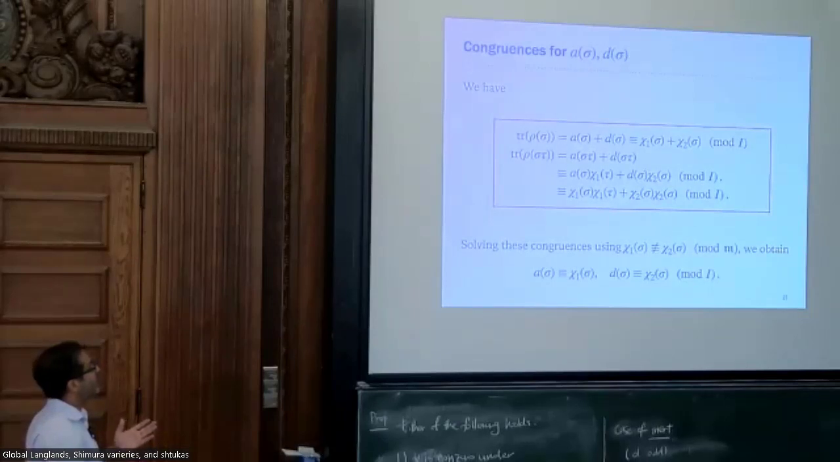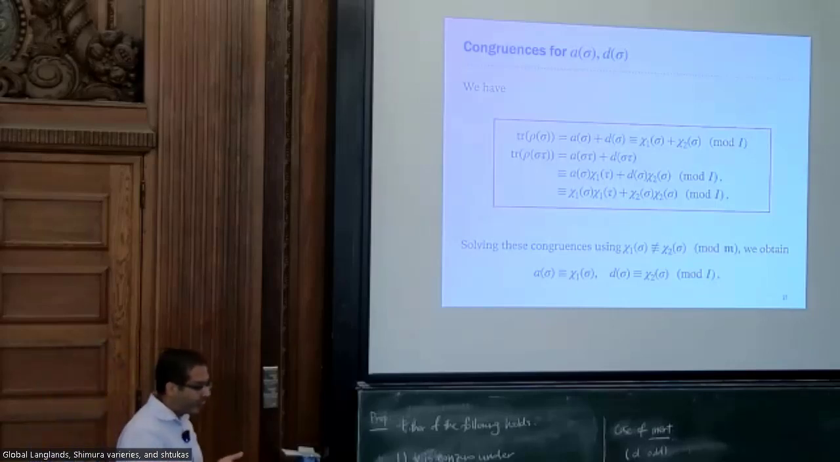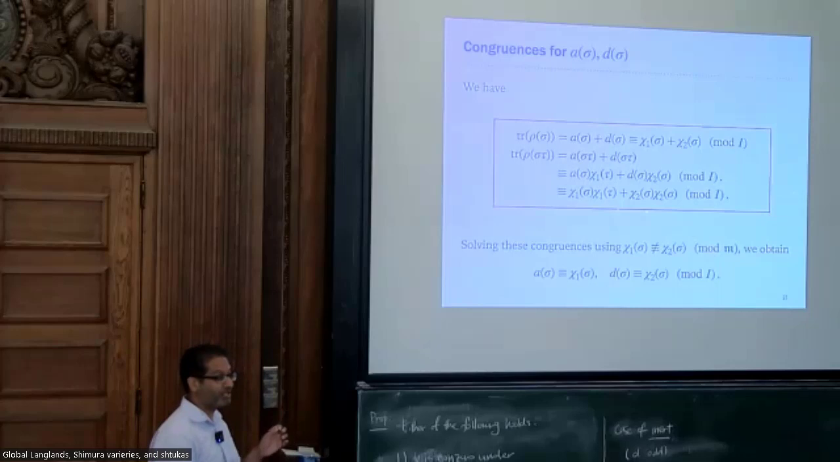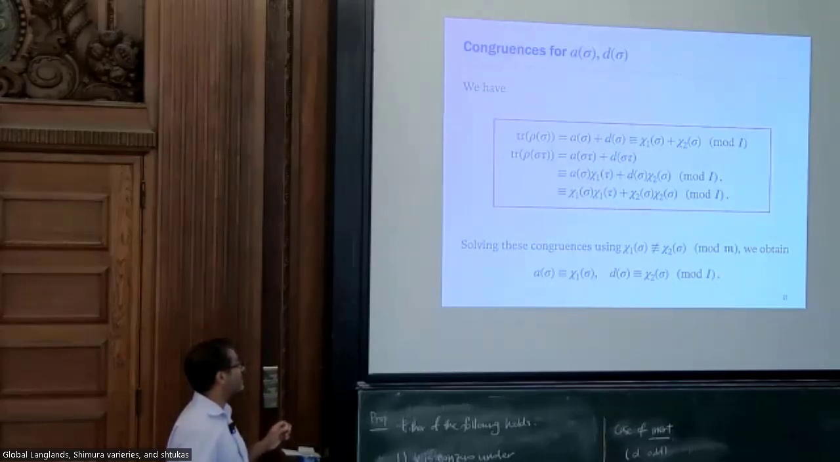Now you have two congruences and two variables. Think of A and D as my variables, and this first congruence and this last congruence, that's two linear congruences and two variables. So you can solve them as long as the system has non-zero determinant, but the determinant of the system of equations is like chi1 minus chi2, chi1 of tau minus chi2 of tau. So it's non-zero, so you can solve it. And if you solve it, you get that A is congruent to chi1 and D is congruent to chi2. So this is precisely where you use the fact that chi1 is not congruent to chi2, the fact that you can solve these congruences to get congruences for A and D.